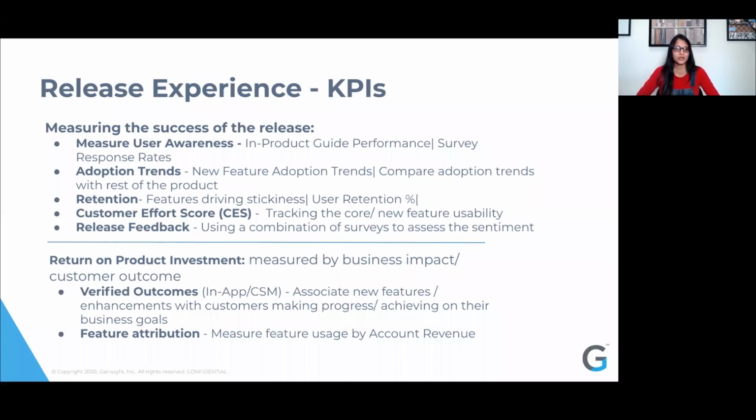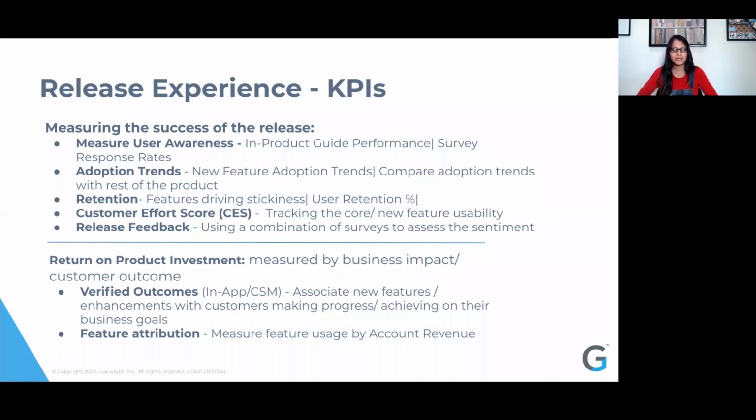The second category is around return on product investment. So this is typically measured by business impact or the customer outcome. Now there may not be a direct way for you to capture this in product, and this may involve collaborating with other teams, for example your customer success team, or you can use in-app surveys to capture if you were able to drive any business impact with these new releases or new features, right?